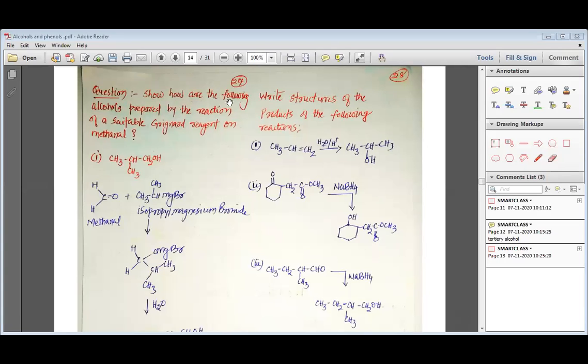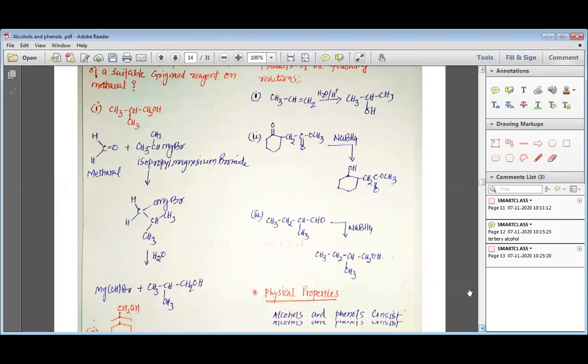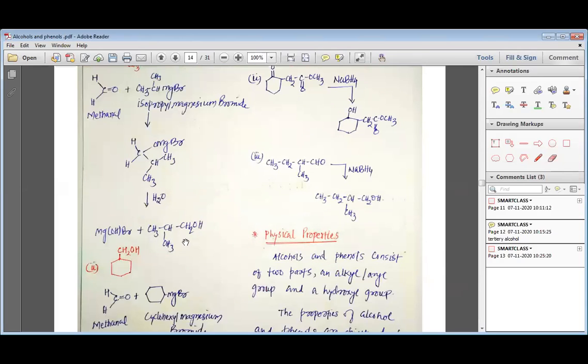Question: show how the following alcohols are prepared by the reaction of suitable Grignard reagent on methanol. First we want to prepare CH3CH(CH3)CH2OH. This we want to prepare using methanol. So with methanol we will allow it to react with the Grignard reagent. The Grignard reagent would be isopropyl magnesium bromide. When combined, the adduct is formed, and this adduct finally gives us the desired product given in the question.